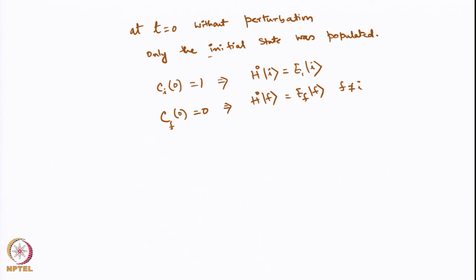I could set the initial state as the ground state. So C_i of 0 is equal to 1 and C_f of 0 is equal to 0. Of course, f here means all the other states other than the ground state. So if, let us say, quantum number 1 is i, the initial state is quantum number 1, then C1 is 1 and C2, C3, C4, C5 etc. are zeros.